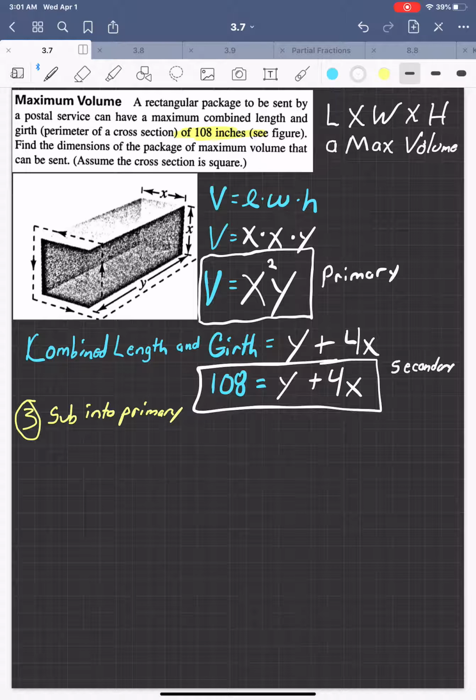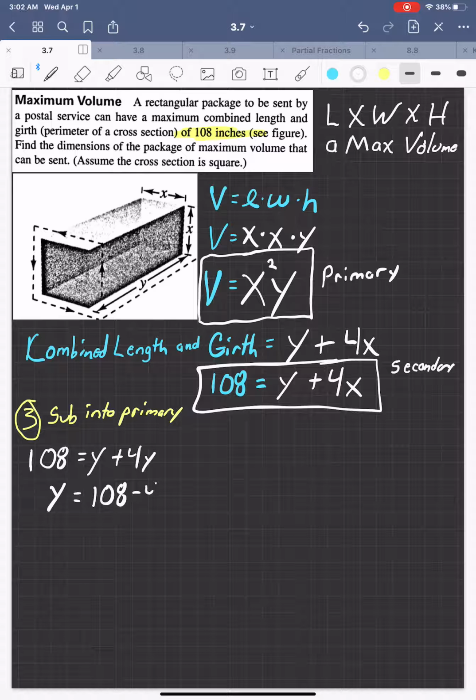All right, ready? I'm going to solve the secondary equation. This is the last problem, so let's finish strong. I have 108 equals y plus 4x. Let's solve that for y. That means y is equal to 108 minus 4x.